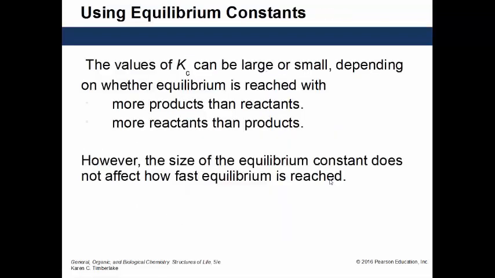So the values of Kc can be either really big or really small. It just depends on if equilibrium is reached with more products than reactants or more reactants than products. The size of that equilibrium constant doesn't change how fast the equilibrium was reached. It's just a comparison of the concentrations of reactants versus products.